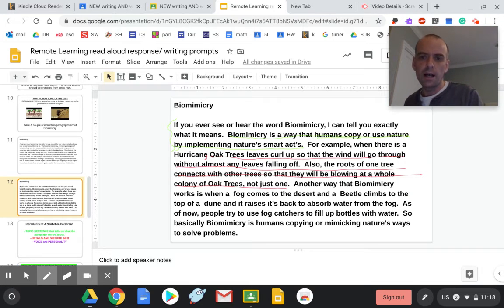That's great. Another way that biomimicry works is when a fog comes to the desert and a beetle climbs to the top of a dune and it raises its back to absorb water from the fog. So this is information. As of now, people try to use fog catchers to fill up bottles with water. So basically, biomimicry is humans copying or mimicking nature's way to solve problems.